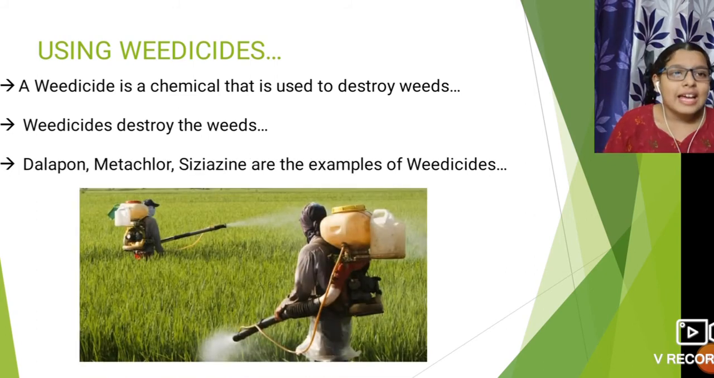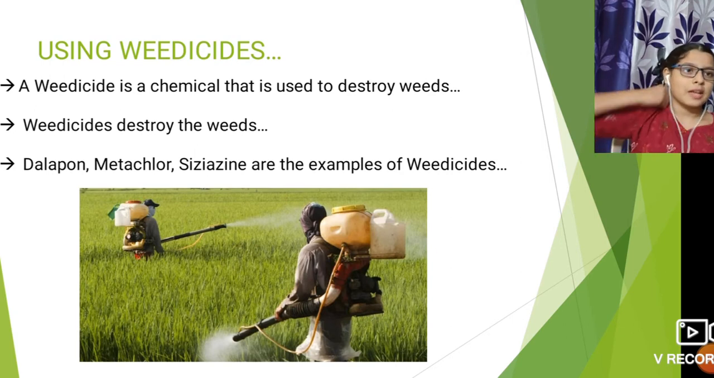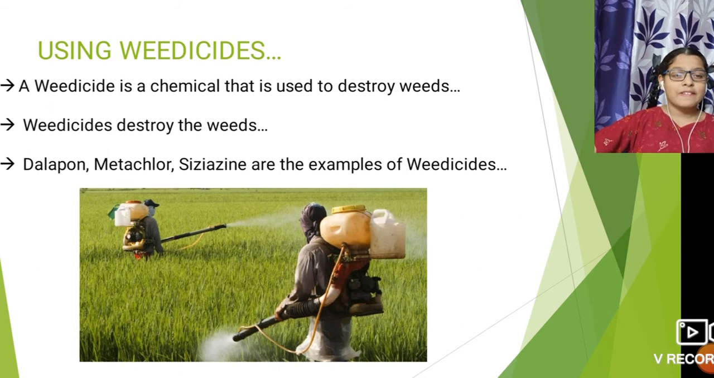The examples of weedicides or these chemicals are 2,4-D, metachlor and cyanazine. These three are examples of chemical substances, and these chemical substances help to destroy or damage the weeds. Here I've inserted a picture. The substances which are released by the farmers, those substances are the weedicides.